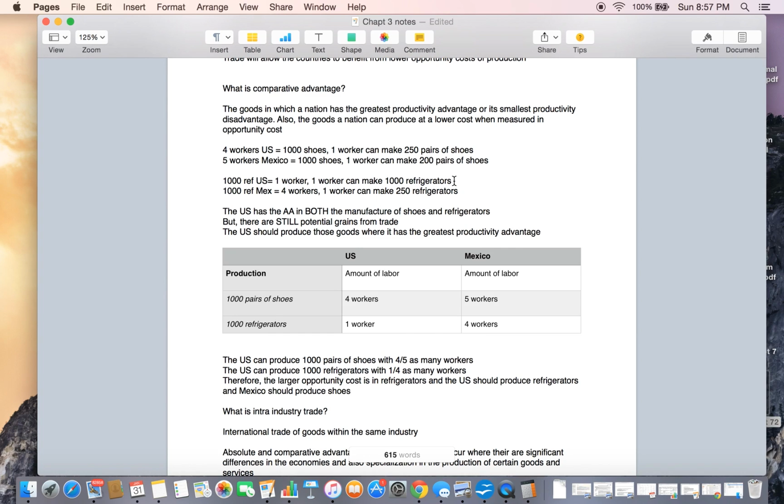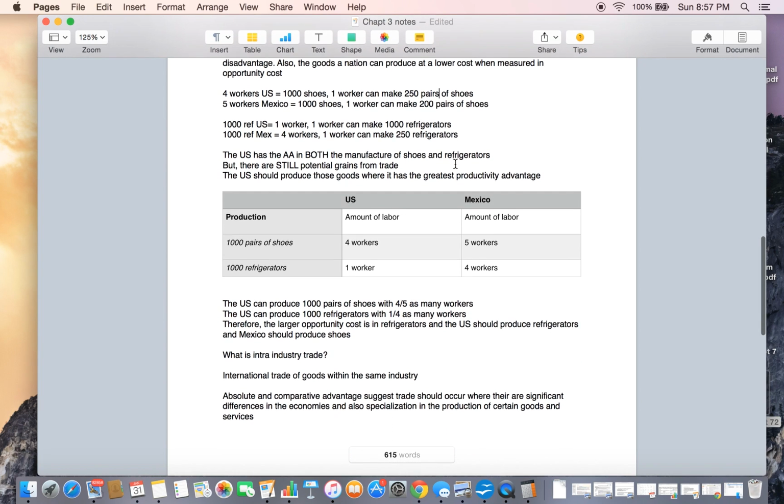It takes 4 times the amount of workers in Mexico to make one refrigerator, whereas it only takes 5/4 the amount of workers in Mexico to make the same amount of shoes. But let's go through the math a little bit.